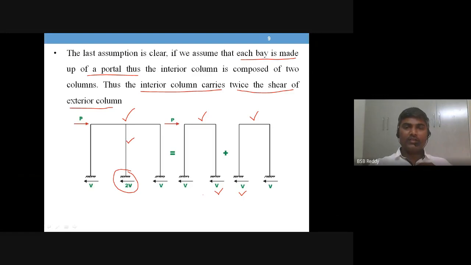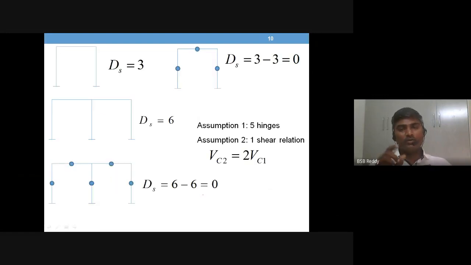Now let us see how building frames will become determinate by imposing the assumptions that we have just learned. If you impose these assumptions onto an indeterminate structure, how your degree of static indeterminacy is becoming 0. So DS = 0 means it is a determinate structure. DS more than 0, it is an indeterminate structure, degree of static indeterminacy.